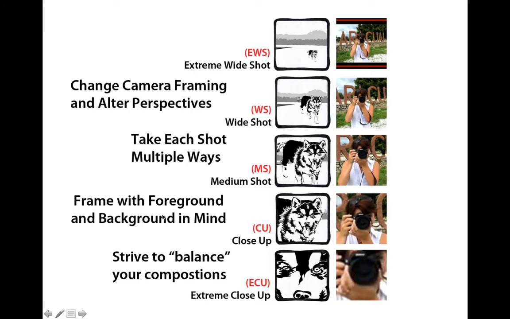Let's see, frame with your foreground and your background in mind. That's just basically thinking, keep an eye on what's behind you. What's behind your action? Does it add to the scene? Does it distract from the scene? And try to balance your composition left and right, and front and background, so that it's not visually out of balance.